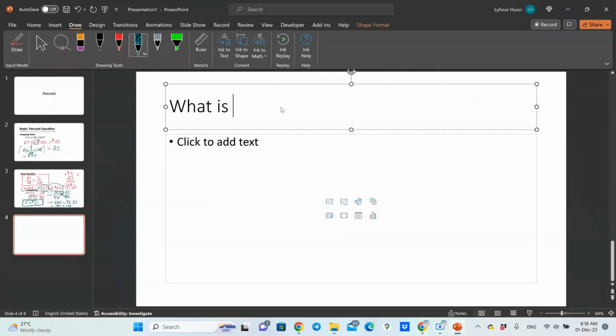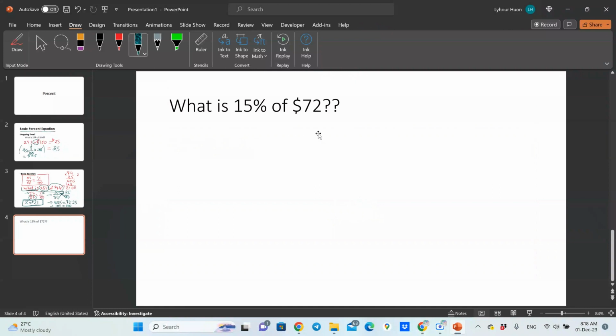Let's say, what is 15% of 72 dollars? What is 15% of $72? So the formula, let's write the formula for you, is over of equal to percent over hundred. This is the general formula: is over of equal to percent over hundred.